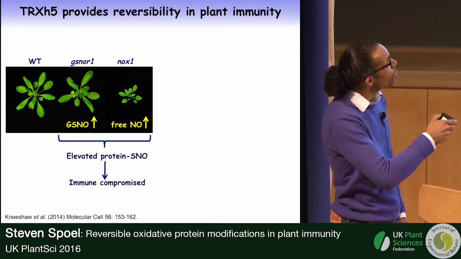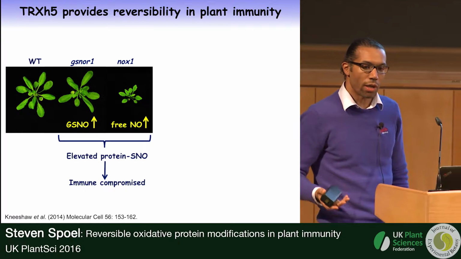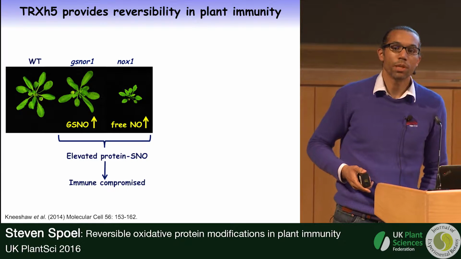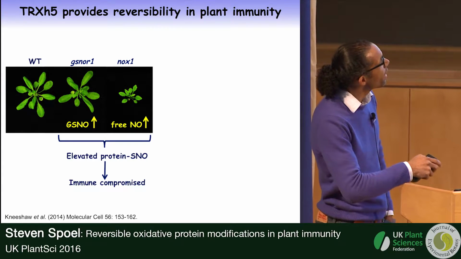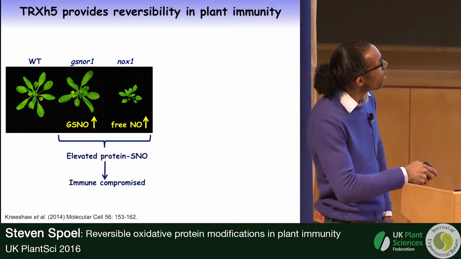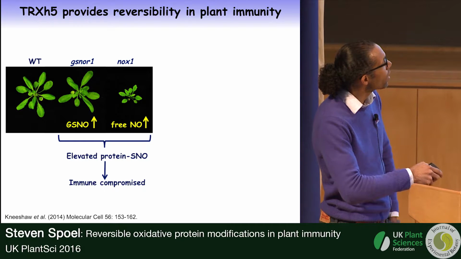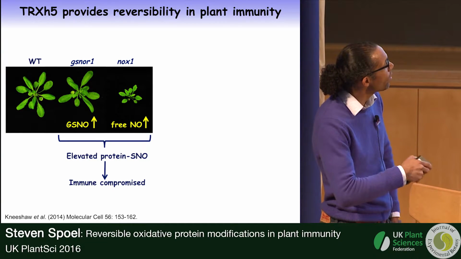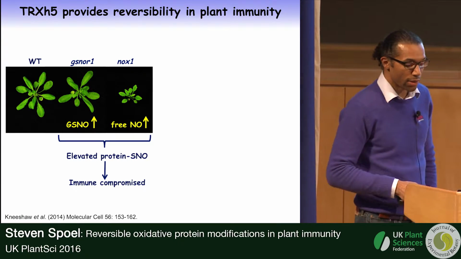We also use NOX1 mutants, and NOX1 mutants have a mutation that causes elevation of L-arginine, and L-arginine is a precursor of nitric oxide, and so consequently, these plants have very high levels of free nitric oxide. That also functions as a donor for S-nitrosylation on proteins, and so both these plants have elevated protein SNO levels, and both of these plants, because of that, are immune compromised.